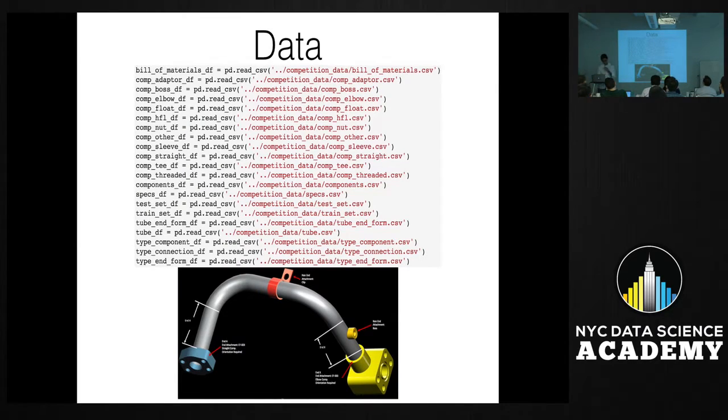Okay, so for the challenge, Caterpillar provided a lot of data. So we had to deal with about 21 different CSV files. So there's a lot of information regarding tube assemblies. And for example, if you look here, the tube underscore DF, that file just contained information about the tube, meaning just the gray area, so the number of bends, the radius, the wall thickness. So there's a lot of information to take into account.